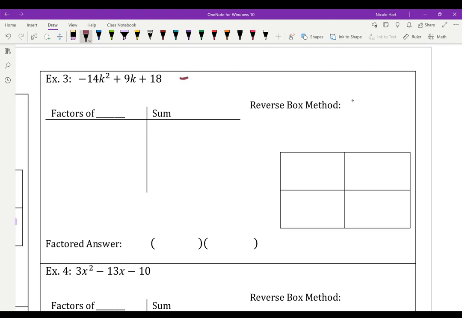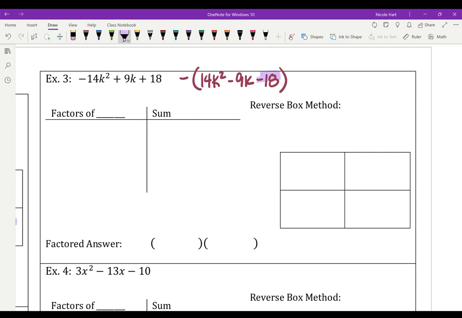When we do that, if you need to do a -1 or just a negative symbol, that is going to change all of the signs inside. So it turns into a positive 14k squared. Our positive 9k turns into minus 9k, and then minus 18 as well. So we are going to be factoring just what's on the inside.